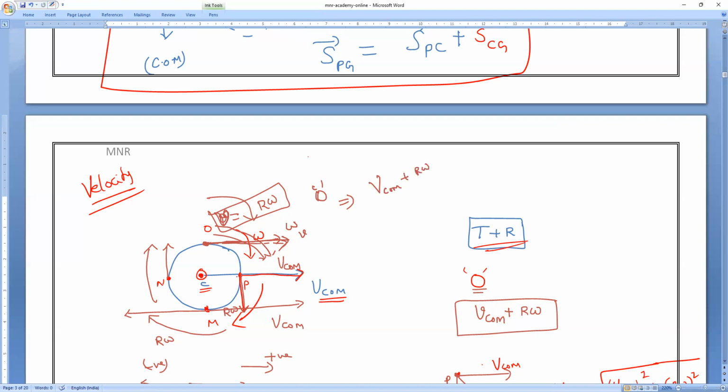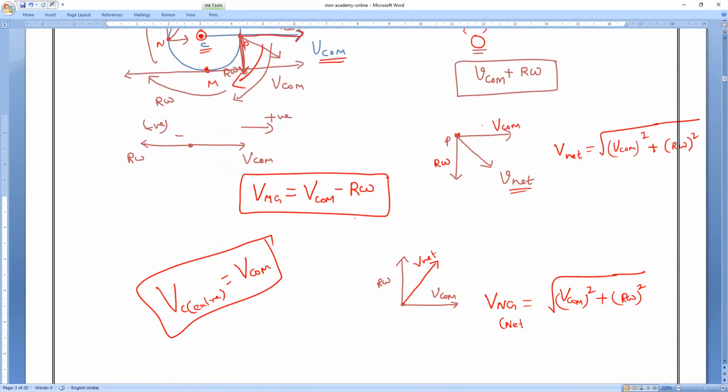Next, this particle you can see is trying to move like this. Rotation will be in the downward direction, but the body is moving in the forward direction. So both are perpendicular to each other. So the net resultant velocity will act in between them. Here also the net resultant velocity will act in between them. We all know how to calculate it. I hope you all understand, everybody.